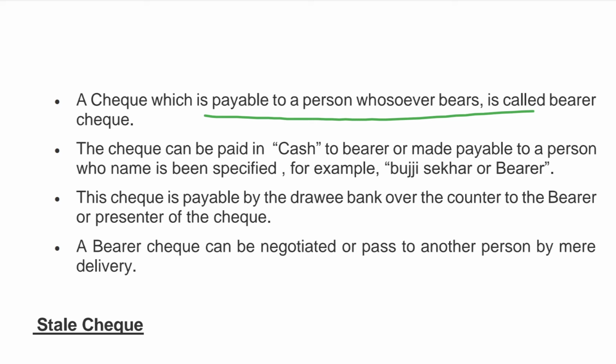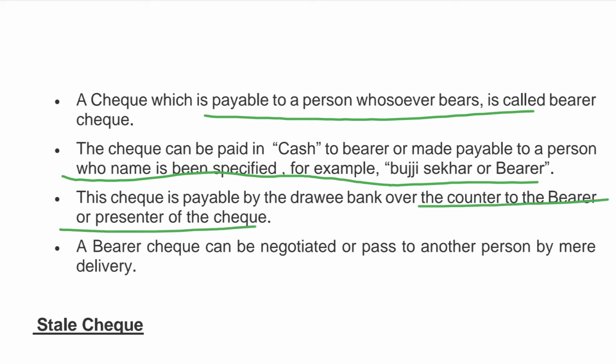A check can be paid in cash to the bearer or made payable to the person whose name is specified, for example, a named person or bearer. So the check can be paid in cash to the bearer, the person who holds the check, or to the person whose name is specified in the check. This check is payable by the drawee bank over the counter to the bearer or the presenter of the check. So by presenting the check, you will get the cash right over the counter.